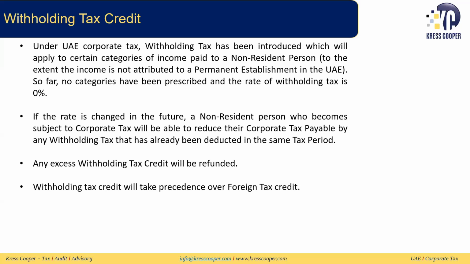So let's suppose next year the rate is changed and let's suppose it's 2%. Then a non-resident person who is subject to corporate tax here in the UAE will be able to reduce the corporate tax payable by any withholding tax that has already been deducted in the same tax period. If somebody has deducted withholding tax from the payments made to the non-resident, and there is a withholding tax rate in the UAE and the categories are specified, then any withholding tax paid can be utilized by them, and any excess withholding tax will be refunded.